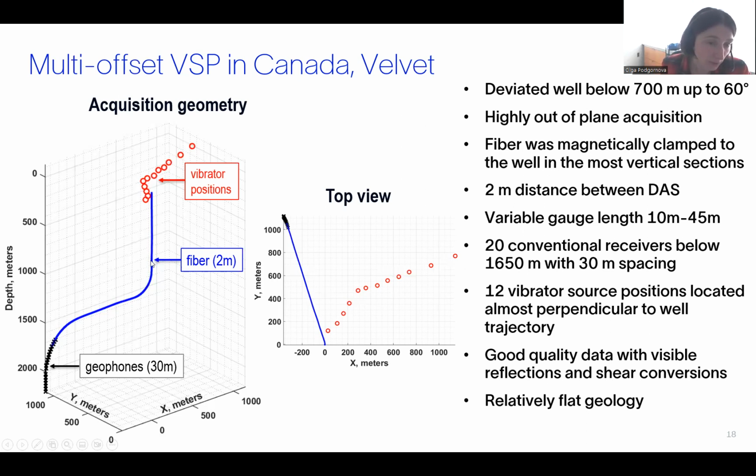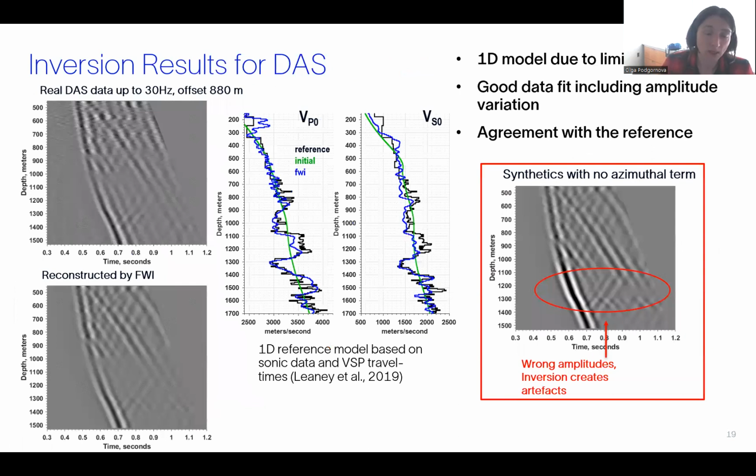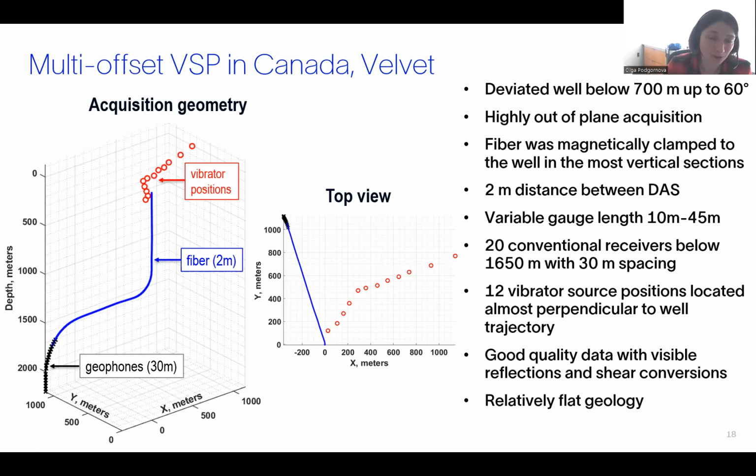But in the vertical part of the well, it's a challenge to maintain the coupling of the fiber with the well bore, and here magnets were used in certain areas. So the data were actually of quite good quality here. Because of this strange acquisition, we did not even invert for a 2D profile here. We invert for 1D because we don't have enough information in the data to obtain a 2D answer for the deviated part of the well.